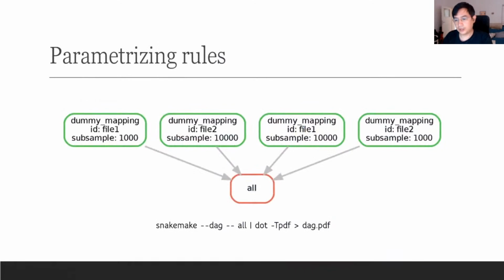So now, just to show the workflow for this dummy mapper that we've created, we can see that as we said, we're now running 4 mappings in parallel. So we're subsampling 1,000 and 10,000 for each of file 1 and file 2. And it's not shown here, but the input files for file 1 and file 2 will also differ based on this index, this dictionary that we've created.